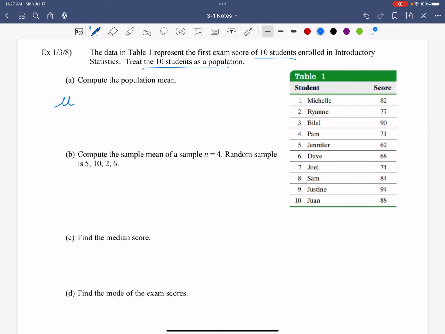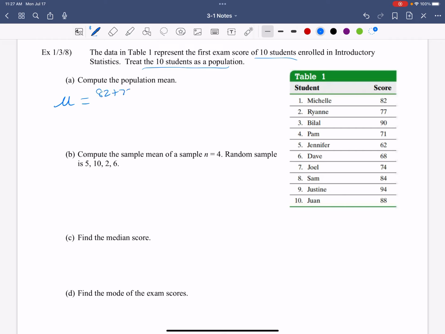I want you to get used to using these symbols and what they represent. So this is a population mean, so we're going to use mu. That's how you say it, mu. So I'm going to add all of these up. Now, here's the deal. You can do all this in your calculator.